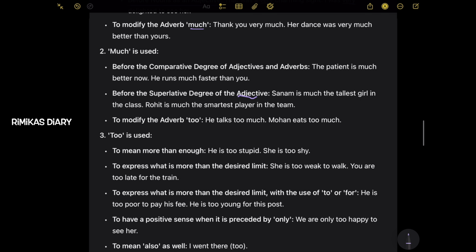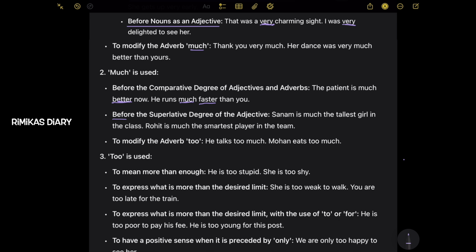Much is used before the comparative degree of adjectives and adverbs. The patient is much better now. So here it came before the comparative degree of adjective. He runs much faster than you. So here much came before a comparative degree of adverb. Before the superlative degree of adjective: Sanam is much the tallest girl in the class. Rohit is much the smartest player in the team.